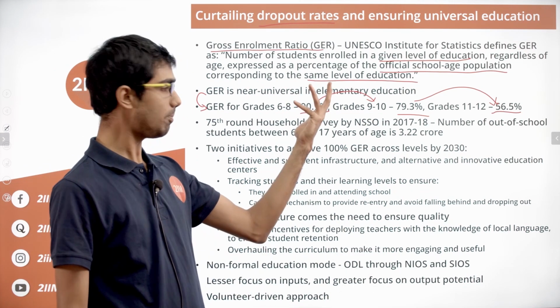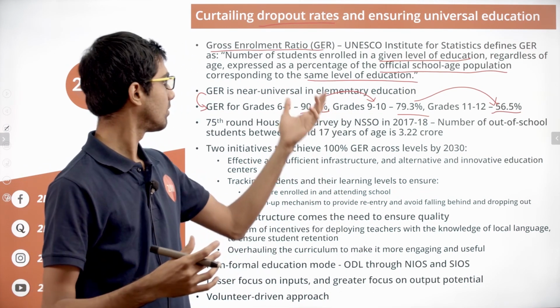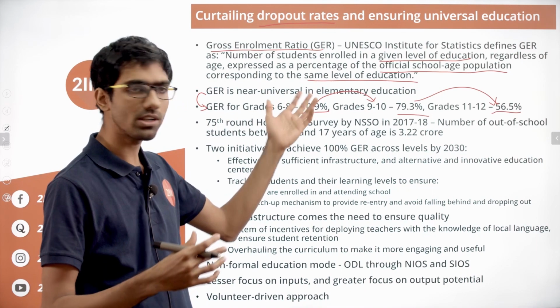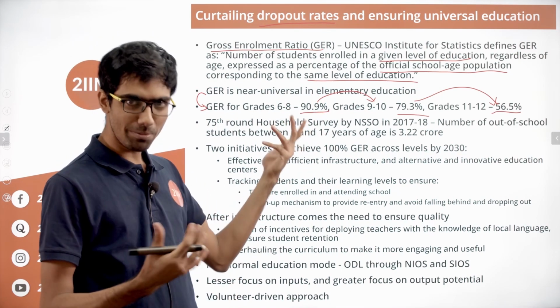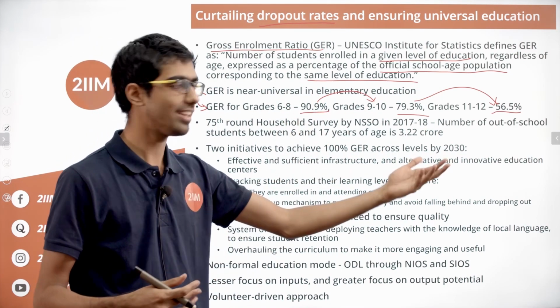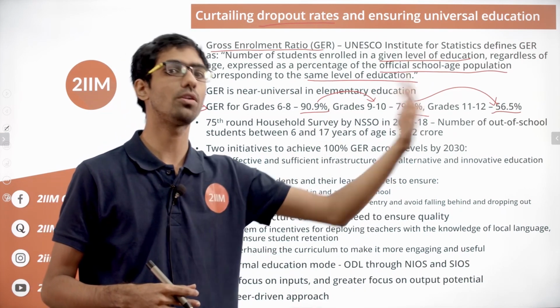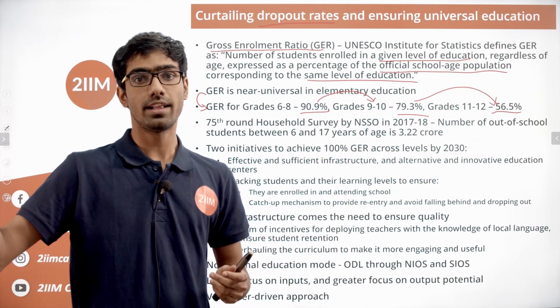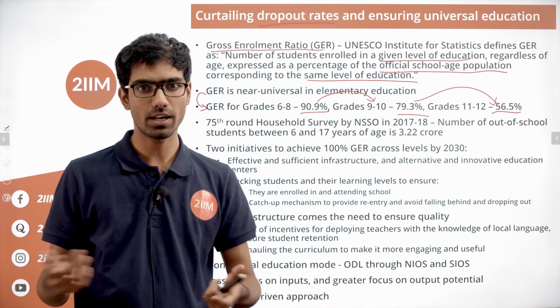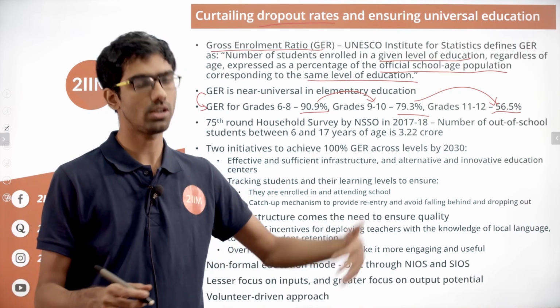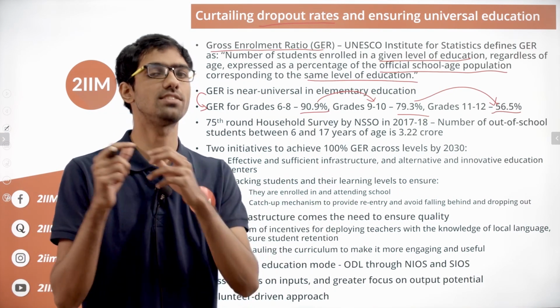So out of 100 people who get enrolled in school, almost 99 to 100 people cross elementary education. 90 people cross the next level, 80 the next level, and when they go out of school, there are only 57 people, meaning there is a significant chunk of people, 43 out of every 100, that we are losing because they are not able to cross the schooling system for some reason or the other.